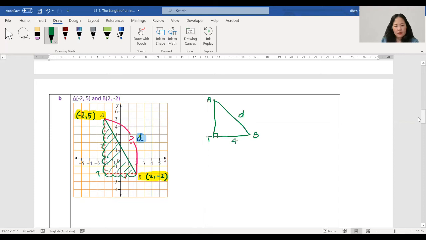7. Okay. And how are we going to find D? By using Pythagoras' theorem. I'll just use the square root and then put the 2 shorter sides, square them and add them. 7 squared plus 4 squared. Put all that into your calculator. You will get decimals.